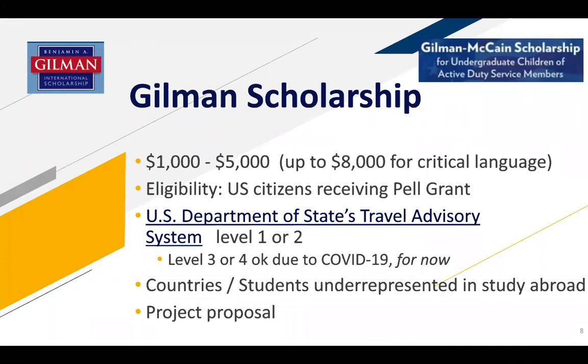The Gilman awards specifically to students who are going to a country that's on the U.S. Department of State's travel advisory system at a level 1 or 2, which means they're very low risk. At the time of this recording, due to COVID-19, most countries are at a level 3 or 4, which would initially make that country ineligible for the scholarship. However, the Gilman recognizes that the situation is changing rapidly. So if your country is a level 3 or 4, that is okay at the time of application.